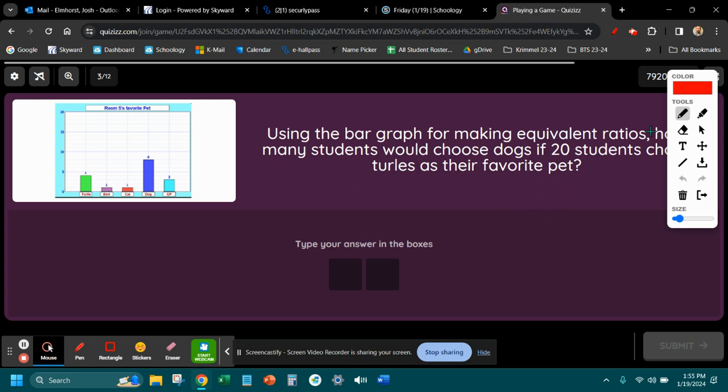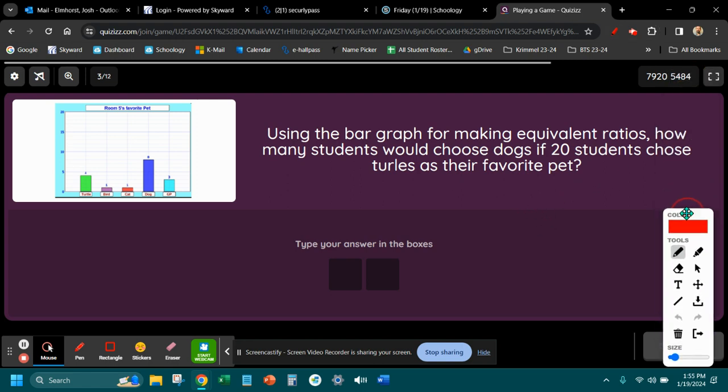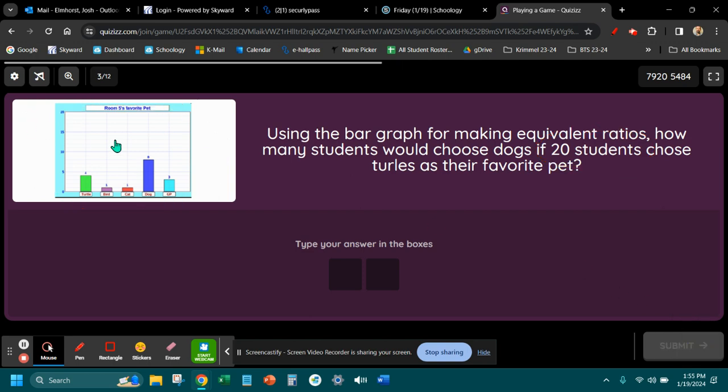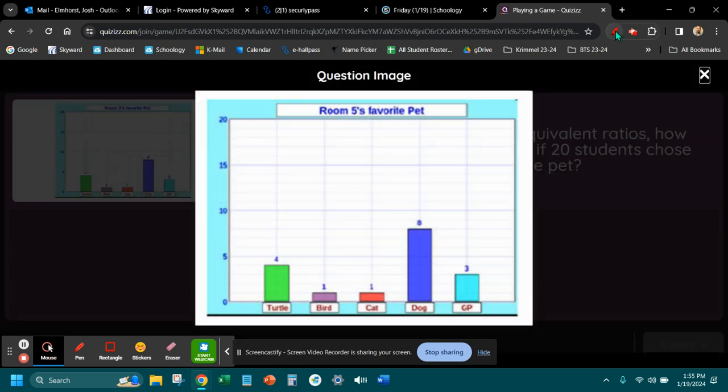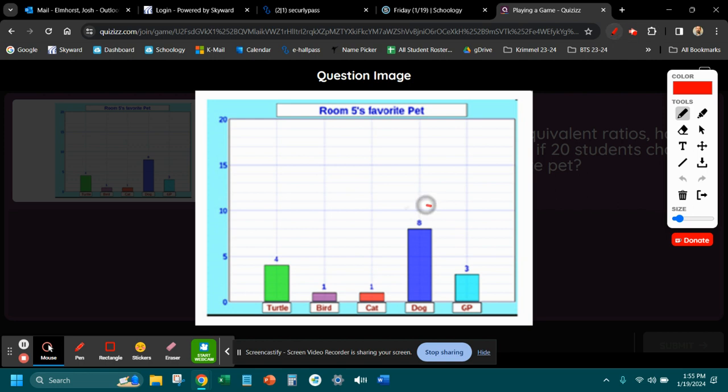Okay, question 3. Where the given context is going to be a bar graph with a survey, and it's asking about what if 20 students chose dogs. All right, so we click on this to zoom in a little bit, and we set up the ratio. The given ratio is 8 students chose dogs and 4 students chose turtles.